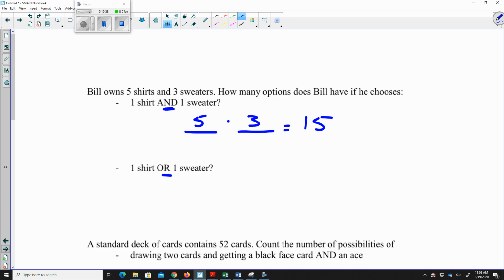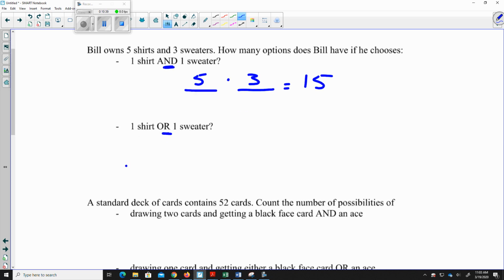So whenever it says "or," write down your choices. So for event 1, for a shirt, 5 choices. For a sweater, again, 3 choices. But since you're only doing one or the other, not both, you add. Okay? 8 choices for that one. And that's the difference there. So just be aware of that. Okay? So that's the difference between "and" and "or." All right? That's a tricky one to catch all the time.